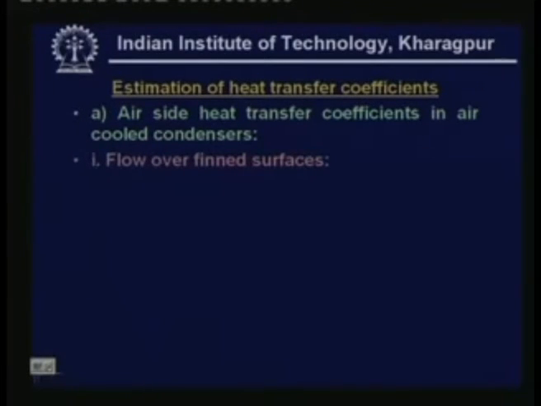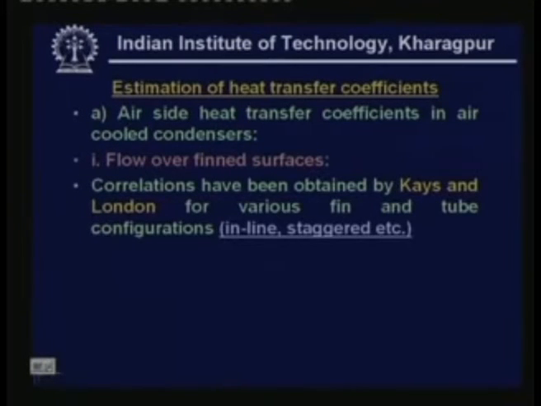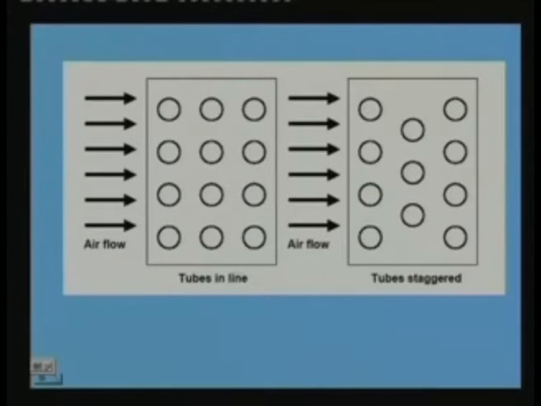For flow over fin surfaces, that means we will be obtaining heat transfer coefficient for air flow over fin surface. The correlations have been obtained by Kays and London for various fin and tube configurations for both inline as well as staggered arrangements. So what is inline and staggered arrangements? This is tubes in line. You can see that tubes in adjacent rows are in line. So this is inline arrangement, whereas here the adjacent tubes are not in line.